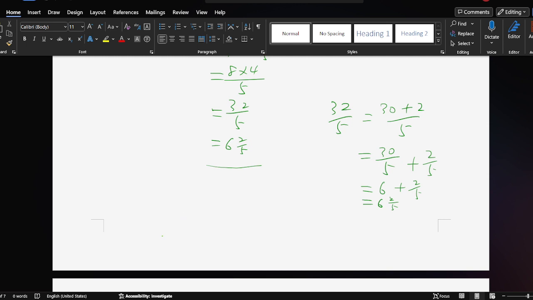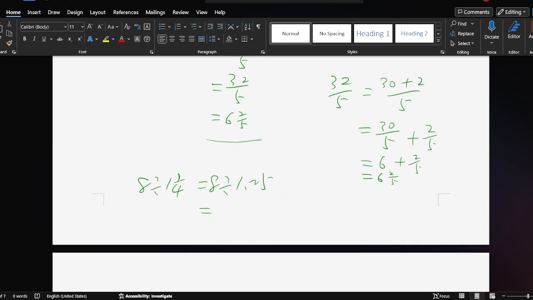And the other method, we can do also 8 divided by 1 with 1 over 4. We can also change the fraction to a decimal. So 8 divided by 1.25. So this kind of easier. But this number is a little big. 8 divided by 1.25, because it's a decimal, we change to an integer.